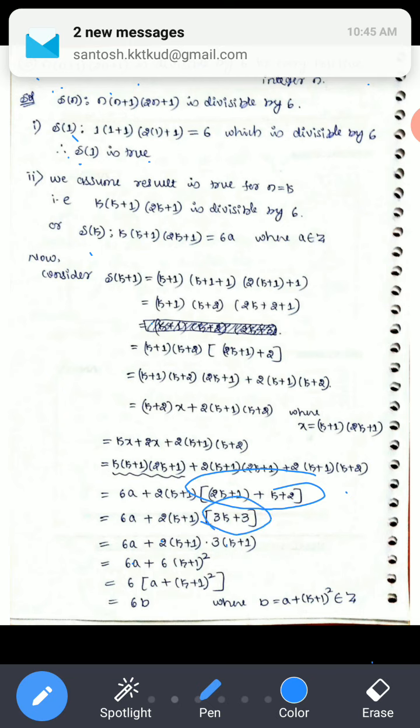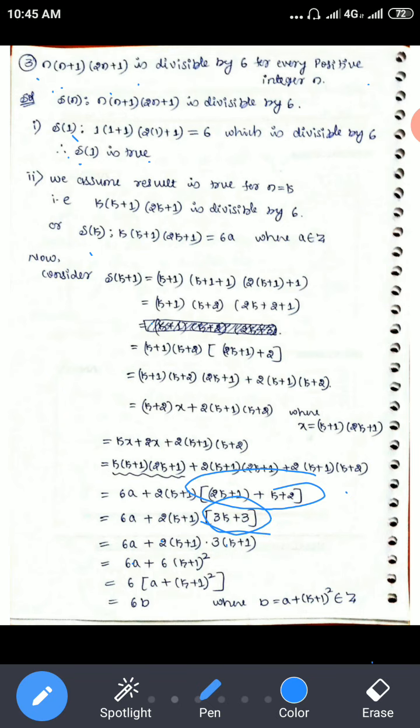So here from this, 3k plus 3, 3 is common, 2 into (k+1) into 3 into (k+1). Okay, so 2 threes are 6, (k+1) into (k+1), (k+1) the whole square. 6a plus 6 into (k+1) the square, that is 6 is common, so 6 into a plus (k+1) the square. So this you take as b, where b is equal to a plus (k+1) the square, that belongs to Z. So I wrote it here 6b.